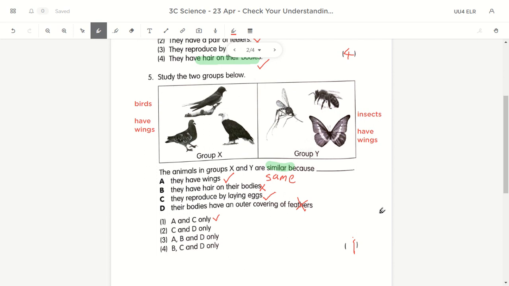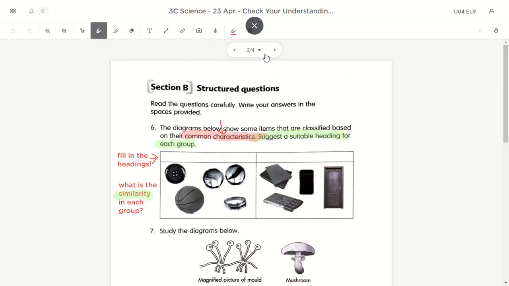Alright. So just study the diagrams. There are birds, they have wings, there are insects, they have wings. And being birds and insects, they lay eggs to reproduce. So the answer is A and C. Answer is 1. Alright, so let's move on. Classification. Most of you got this right.